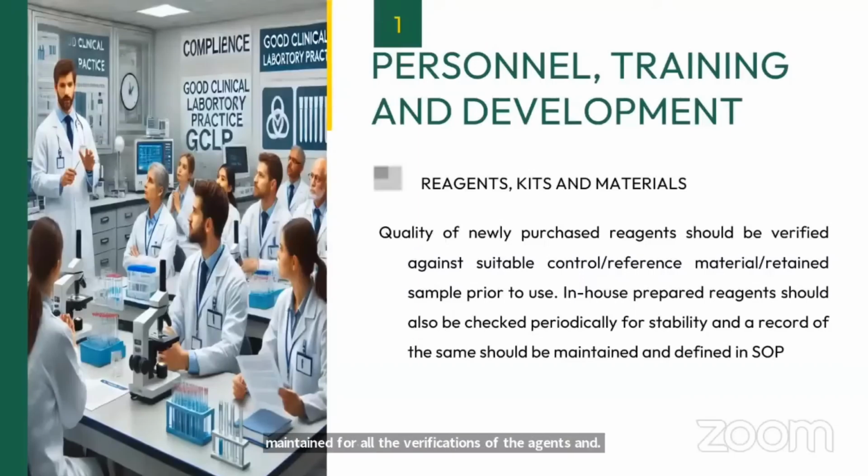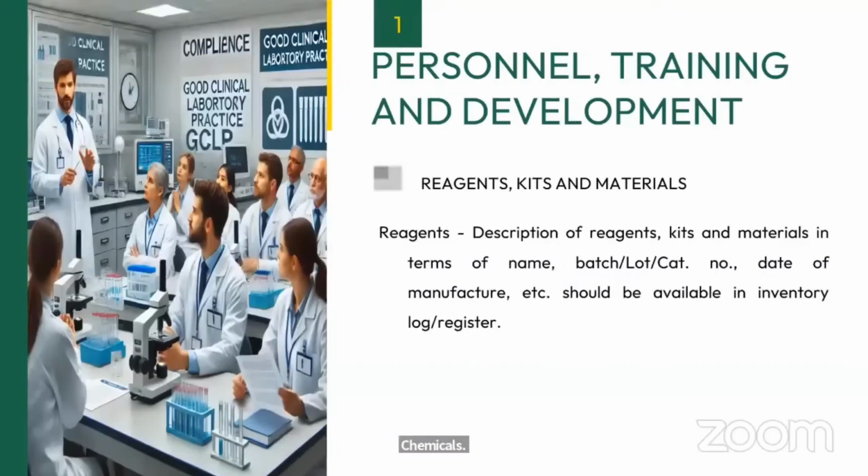A description of the reagent should be available. That is, what type of reagent it is, what the material is, its name, batch number, lot number, catalog number, date of manufacture, and name of the supplier should be available in your inventory.